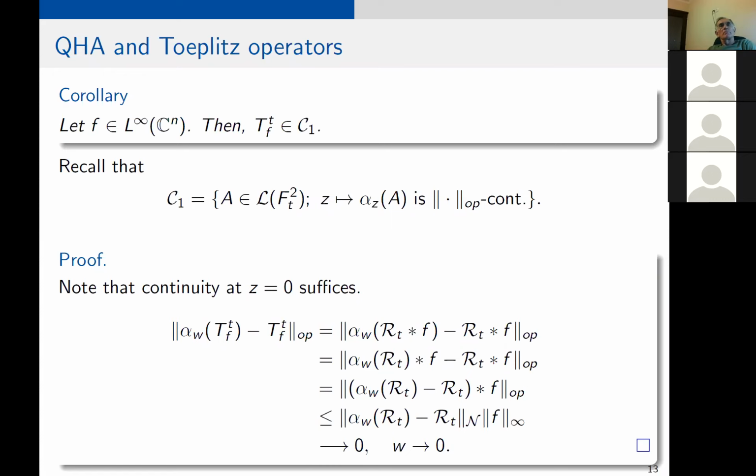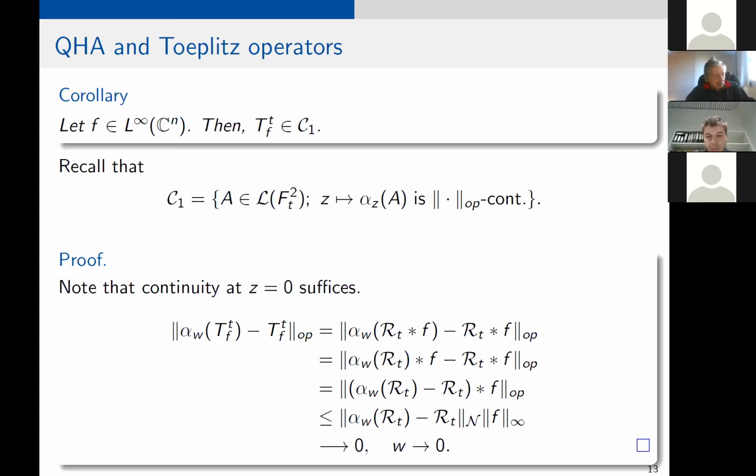If you apply the shift to the Toeplitz operator and subtract the Toeplitz operator, this is the same as applying the shift to this convolution and subtracting the convolution, because as I have just said, this is just the same as the Toeplitz operator. And now you can pull, by the properties of the convolution, the shift to the first factor here, to this trace class operator. Use the linearity of the convolution. So this here is just the same as convolving the shift of RT minus RT with a symbol.